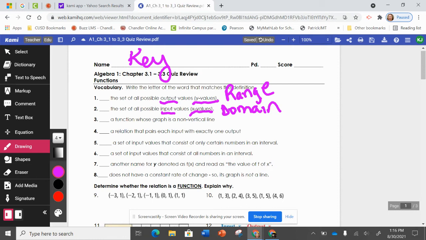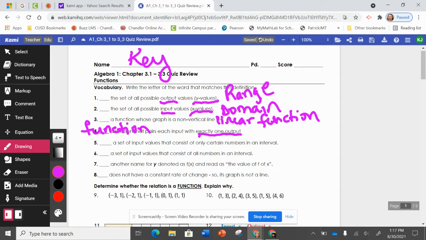For number 2, a function whose graph is a non-vertical line is a linear function. A relation that pairs each input with exactly one output. So that exactly one output means that the relation is a function.